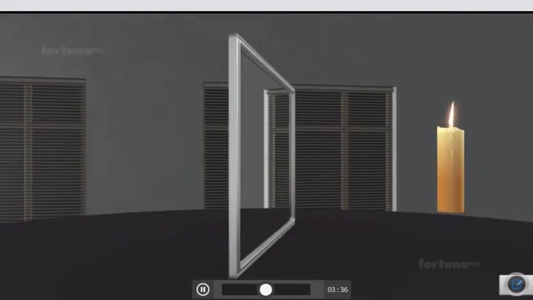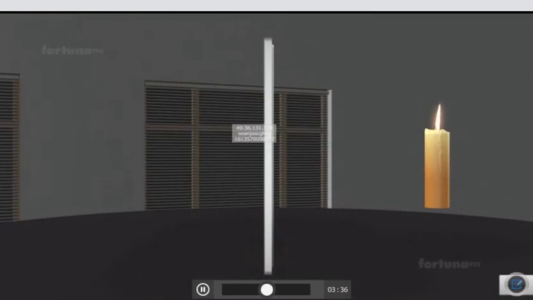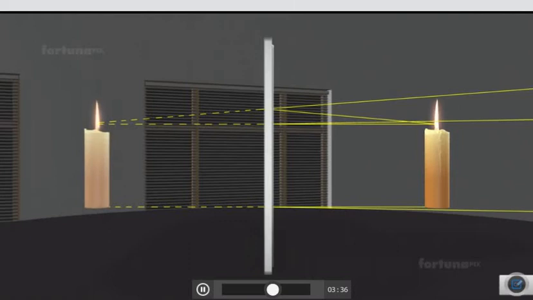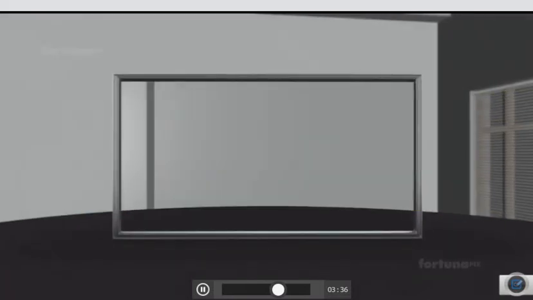Let's look at the mechanism of the image's formation. The rays from the candle will strike the mirror's surface at different angles and be reflected. If we projected the reflected rays behind the mirror, they would converge at a point, forming a virtual image. The distance between the virtual image and the mirror will be the same as the distance between the object and the mirror. Although it is upright, an image in the plane mirror will be laterally inverted.